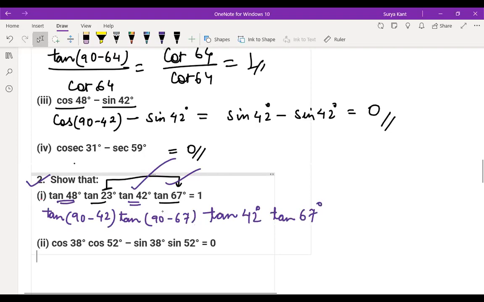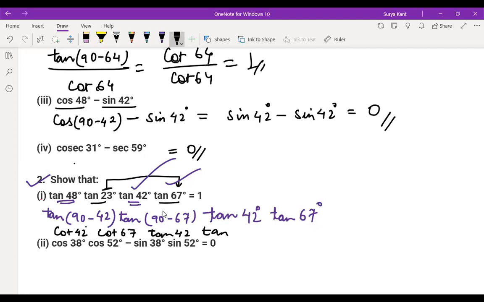So tan 90 minus 42 is what? Tan 90 minus 42 is cot 42. This is cot 67, tan 42, and tan 67. So see, this tan 42.